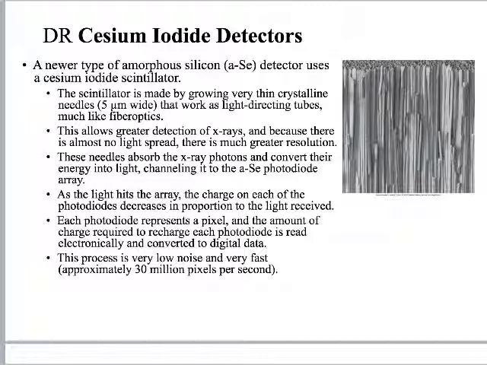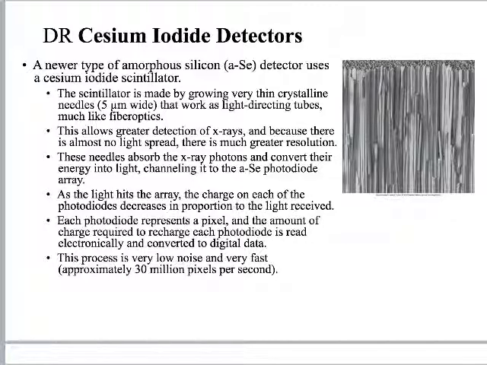They channel the light. So the X-ray interaction could happen anywhere inside this crystal. It's going to produce light, and it's going to channel that down towards that amorphous silicon substrate, right? So we get a really nice one-to-one relationship between wherever the X-ray photon struck and the light coming down to the receiver.